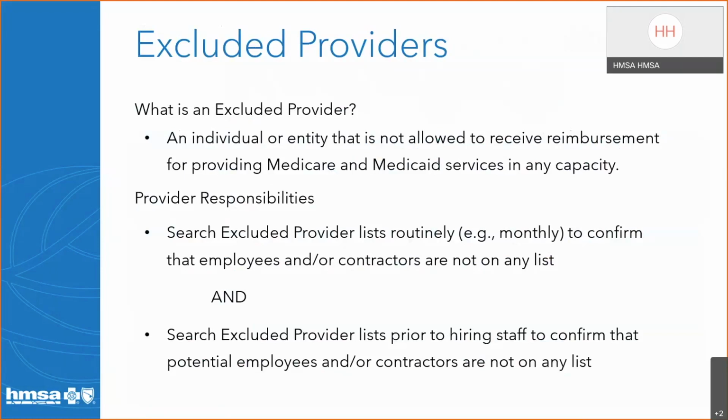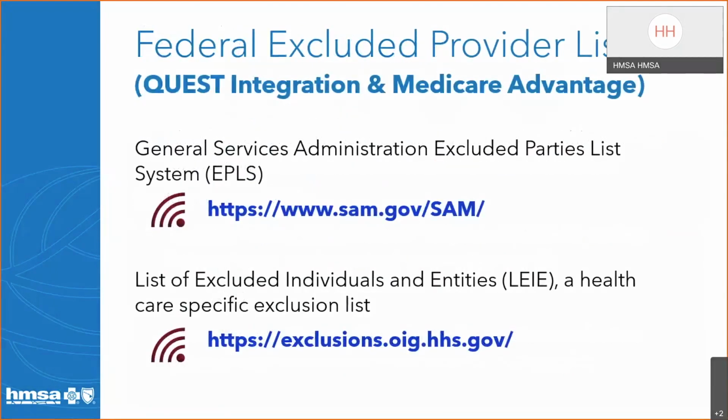Providers must search excluded provider lists regularly and confirm that employees and contractors are not on these lists. Providers should also check the list prior to hiring staff to ensure that they are not on any excluded provider list. There are 2 federal sites and 2 state sites that must be checked. These sites list individuals and entities who are excluded from government contracting and healthcare programs.